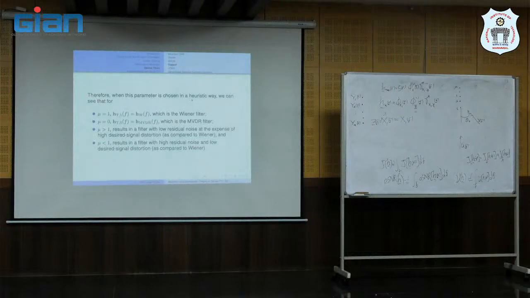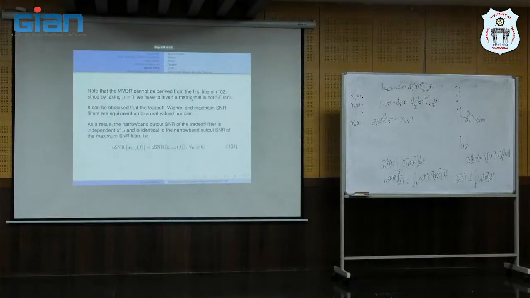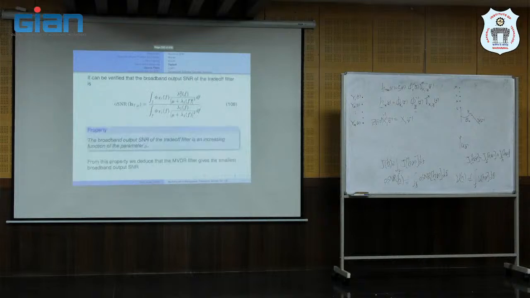So we see the relations between the trade-off filter, MVDR, and the Wiener filter. Okay, so for mu equals 1, we have the Wiener. Mu equals 0, the MVDR. Mu larger than 1 results in a filter with more noise suppression. The noise reduction factor will be higher, but the distortion will be higher. Mu smaller than 1, we have less noise reduction, but also less signal distortion. And of course, all comes with a price, so we have some relations between the output SNR, the different filters.